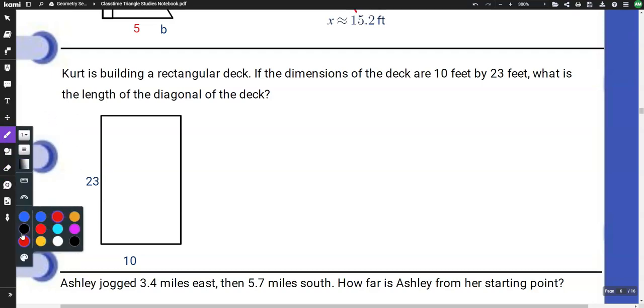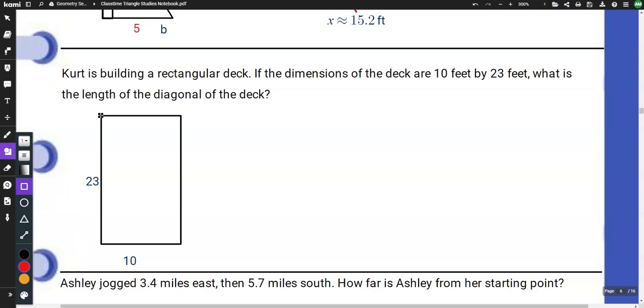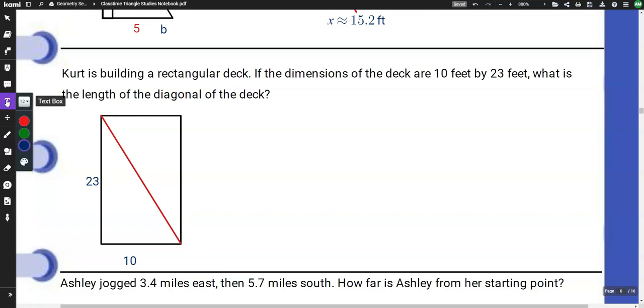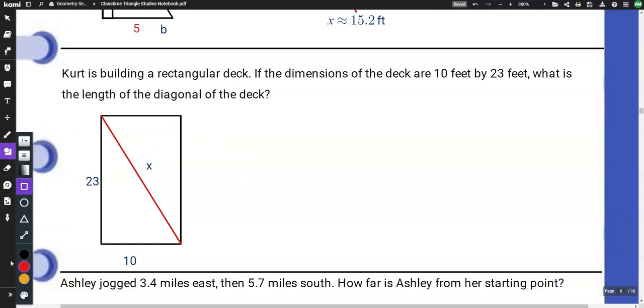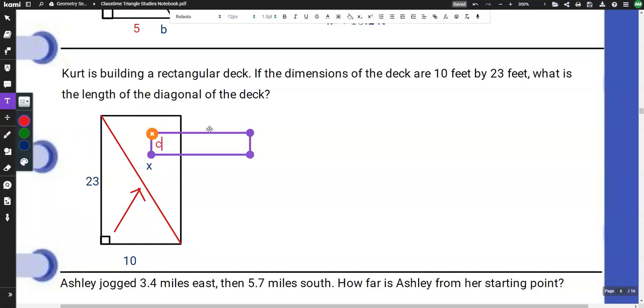Diagonal is the line that connects the corner to the opposite corner. Okay. And so we don't know what the length of the diagonal is. We're going to find the hypotenuse, and again, this is a rectangle, so that means this is a right angle. So we're going to find our hypotenuse and label it C. The other two sides are A and B.